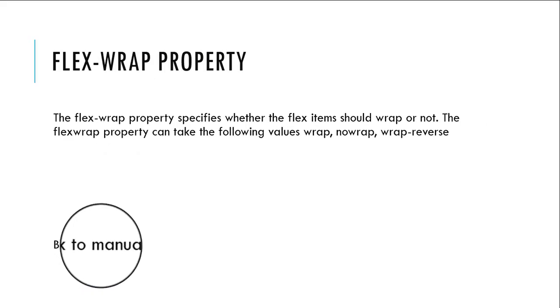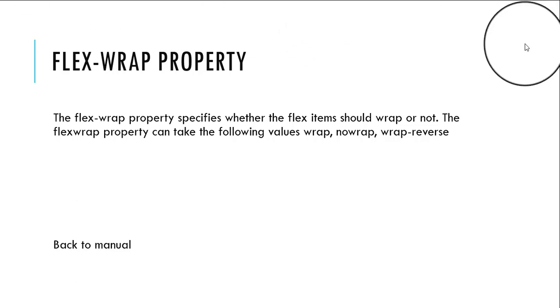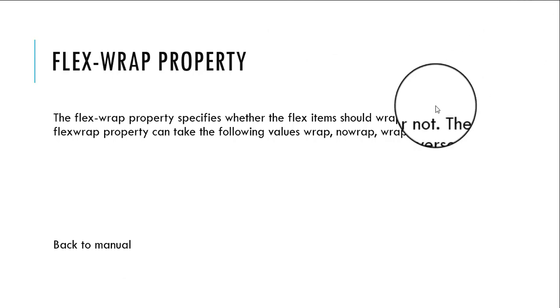Now we're talking about the flex wrap property, which specifies whether the flex items should wrap or not. These are some of the values you can use: wrap, nowrap, and wrap-reverse. So let's dive into the VS Code and do this.